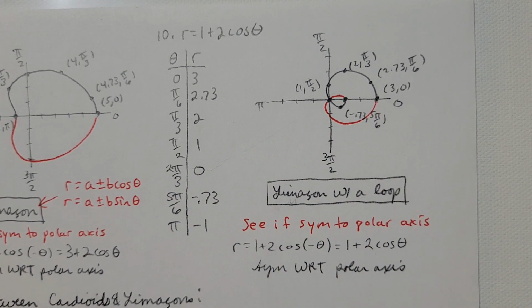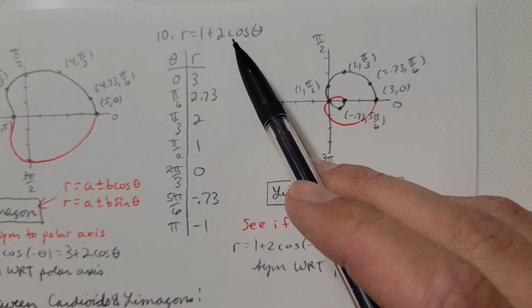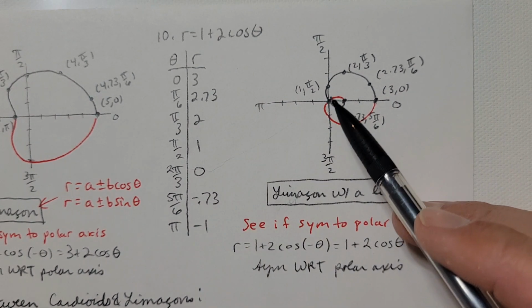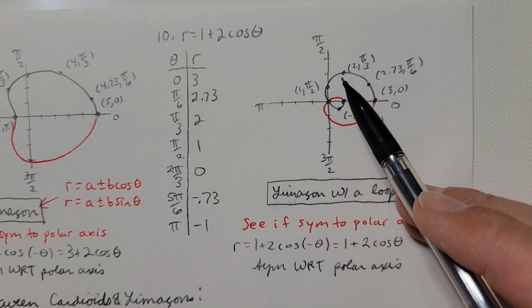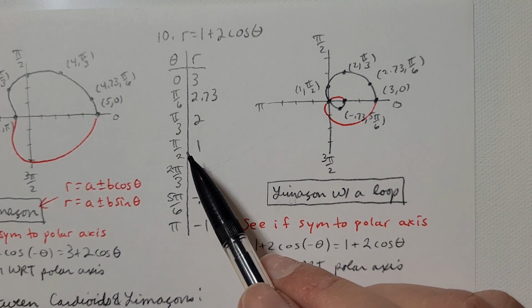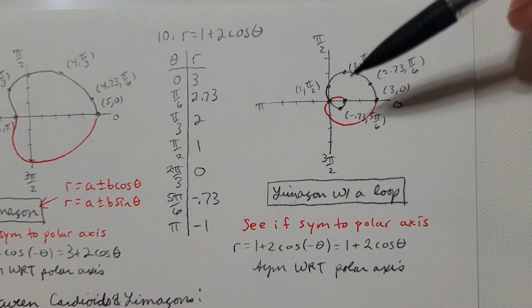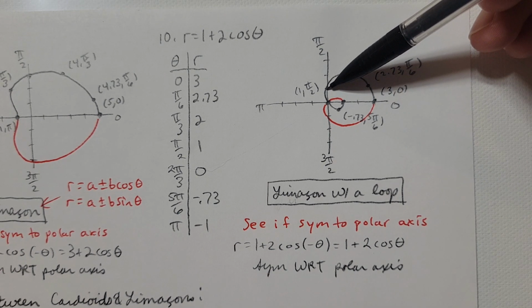If theta is pi over 3, cosine pi over 3 is 1/2, times 2 is 1, plus 1 is 2. So we need to go out 2 units on the pi over 3 radial line and plot that next point. If theta is pi over 2, cosine pi over 2 is 0, which means r is 1. And the point (1, pi over 2) would be on the graph.